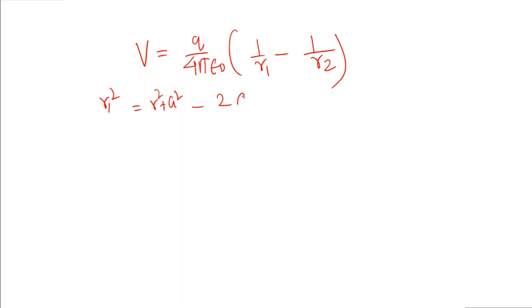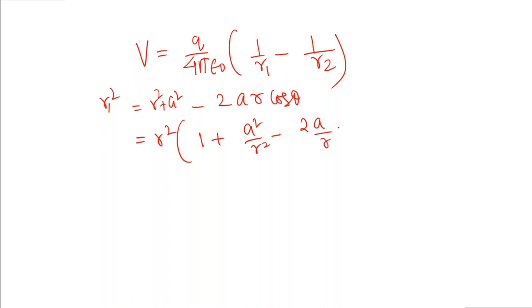Now look, I can do a little bit of simplification. How can I do it? I can take R square common, then I can write this as 1 plus A square by R square minus 2A by R cos of theta. Can I do that or not?